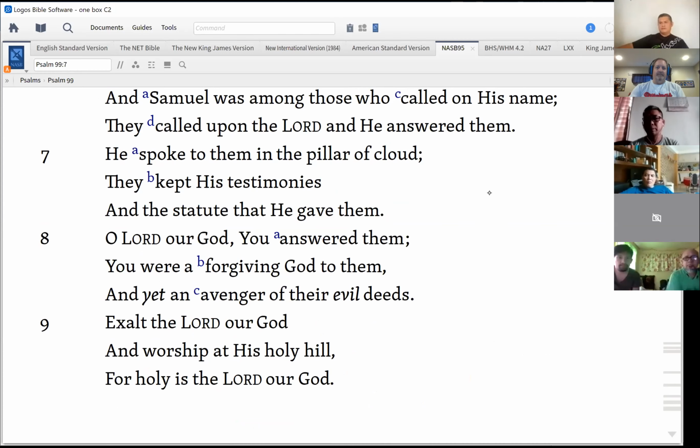Verses 7 through 9. Verse 7, he spoke to them in the pillar of cloud. He kept his testimonies and his statutes he gave them. Lord our God, you answered them. You were a forgiving God, and yet the avenger of their evil. Exalt the Lord our God, worship at his holy hill, for holy is the Lord our God.